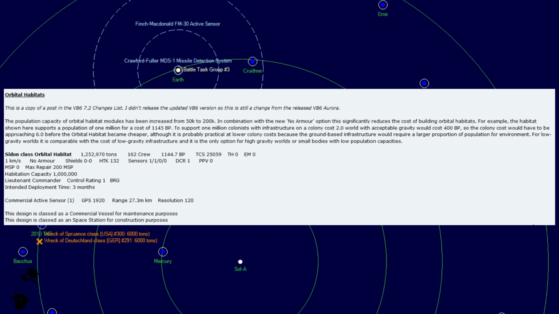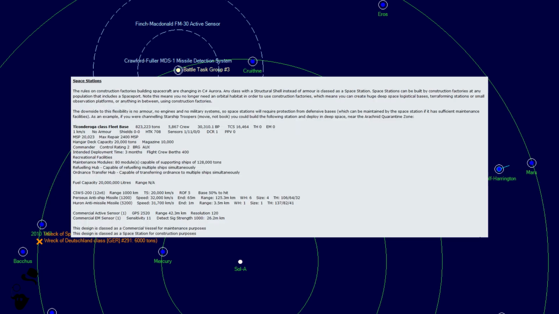Although it is probably practical to lower colony costs because the ground-based infrastructure will require a larger proportion of population for environment. For low-gravity worlds, it is comparable with the cost of low-gravity infrastructure, and it is the only option for high-gravity worlds or small bodies with low population capacities.